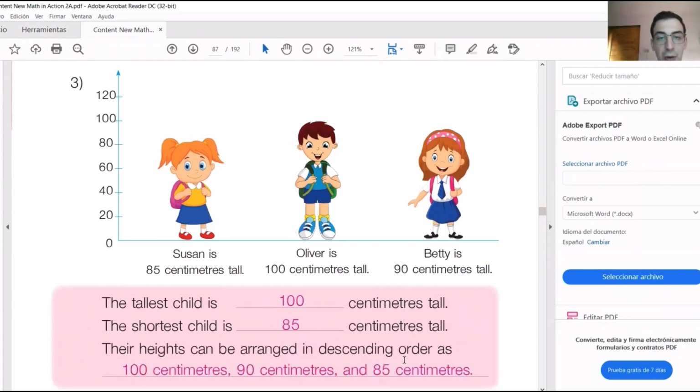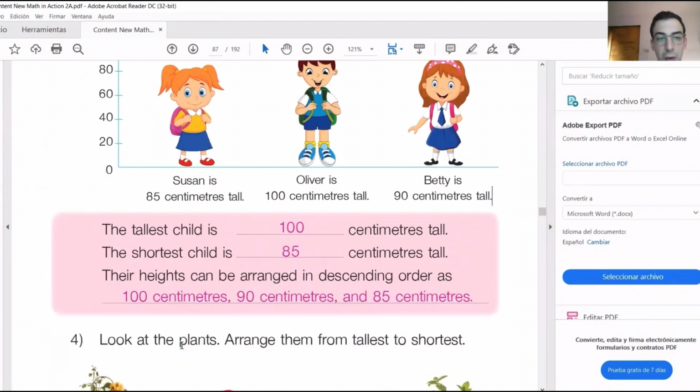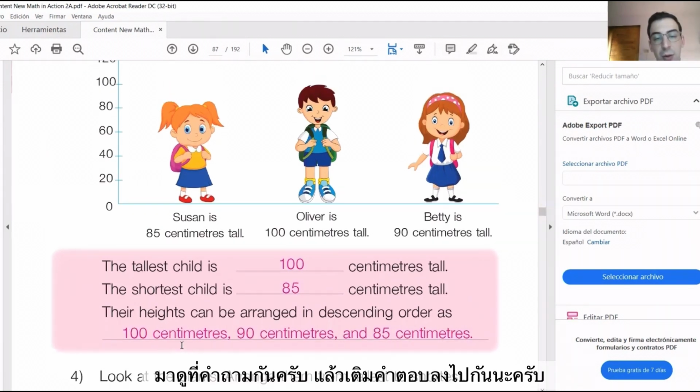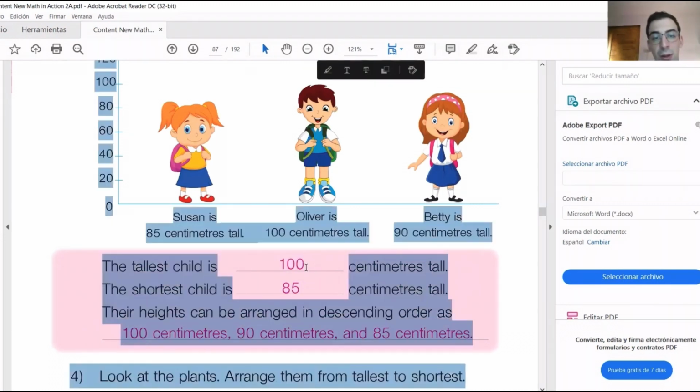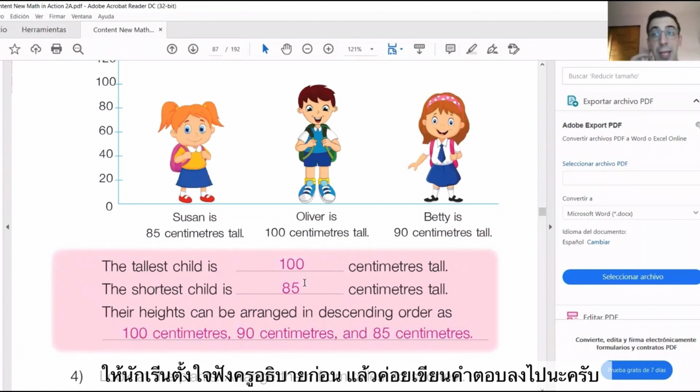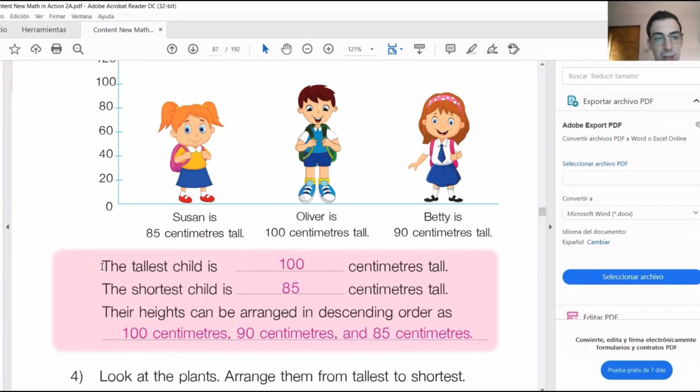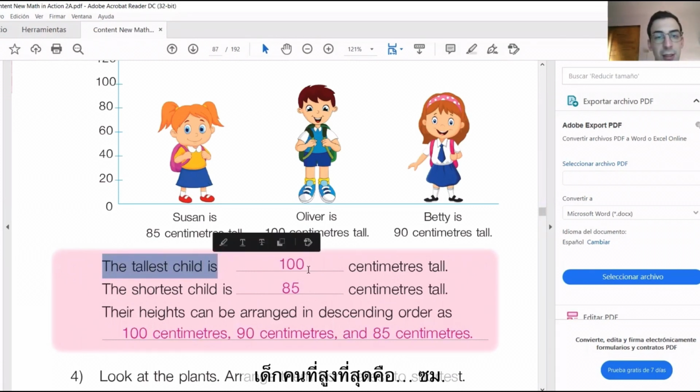Okay, so now let's read these 3 questions or 3 statements and let's fill the answer. I have already filled the answers, but please pay attention first, listen to me, and then you can write down, okay? Let's read first. The tallest child is centimeters tall.